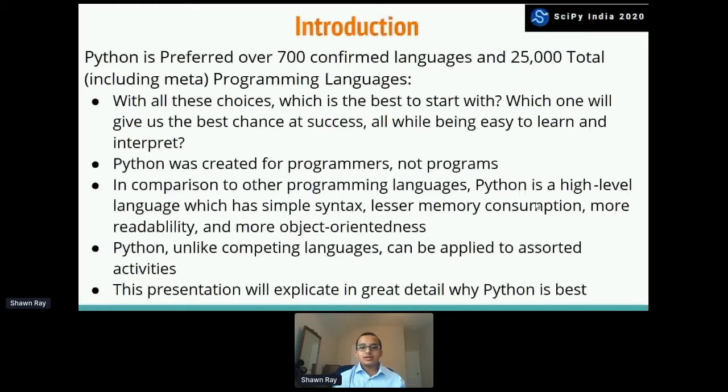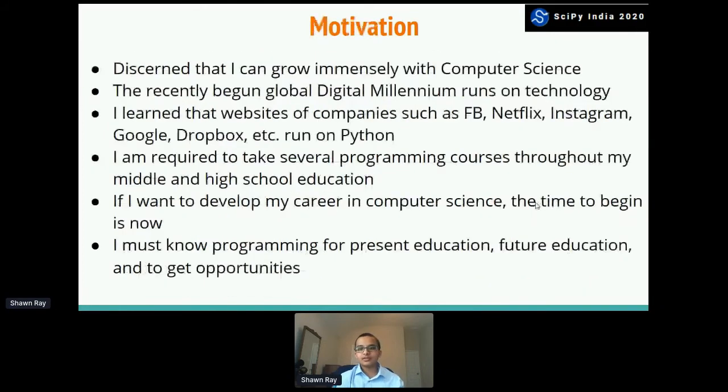Now, Python, unlike competing languages, can be applied to many, many activities, such as graphical user interface building, system administration, cross-server, and more. And in this presentation, I will try to explicate why Python is the best, supported with evidence and experience. So, let's talk about my motivation.